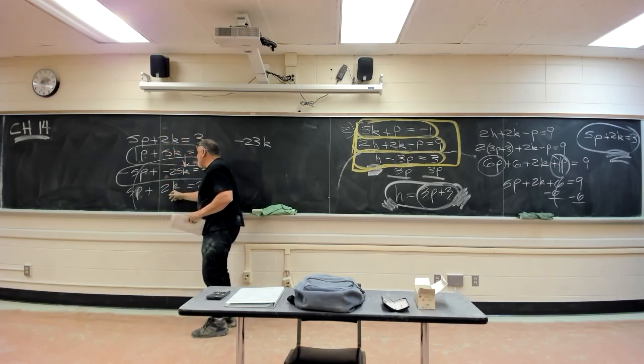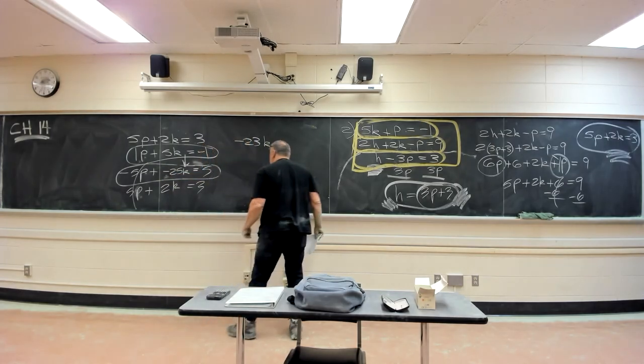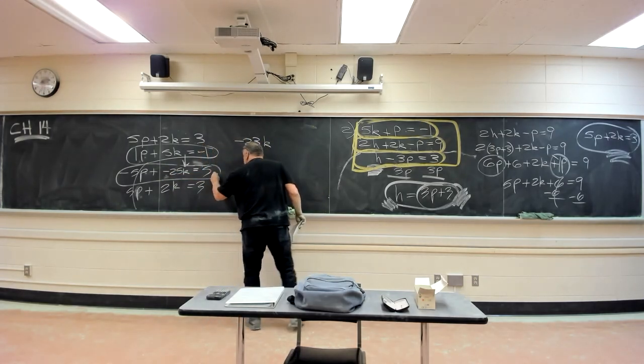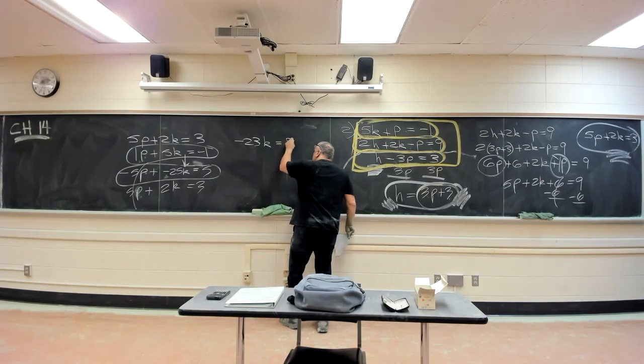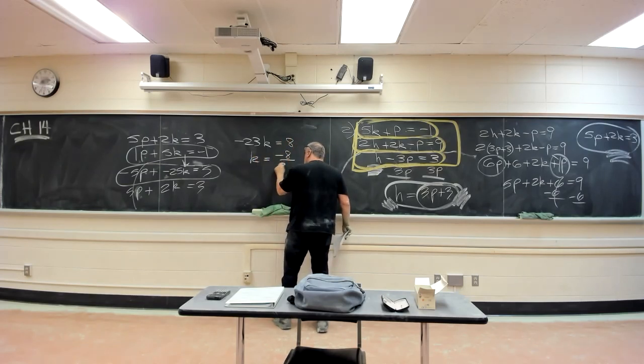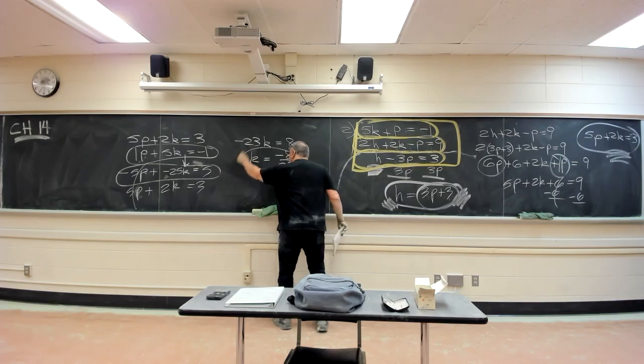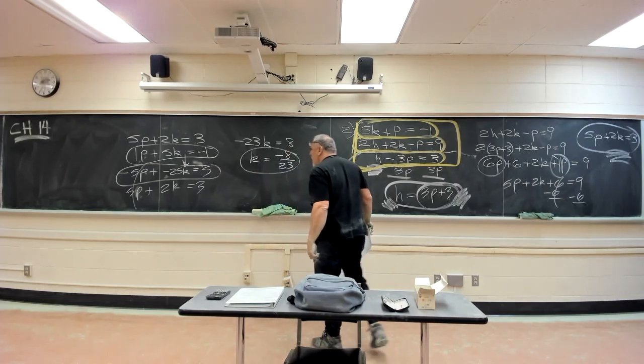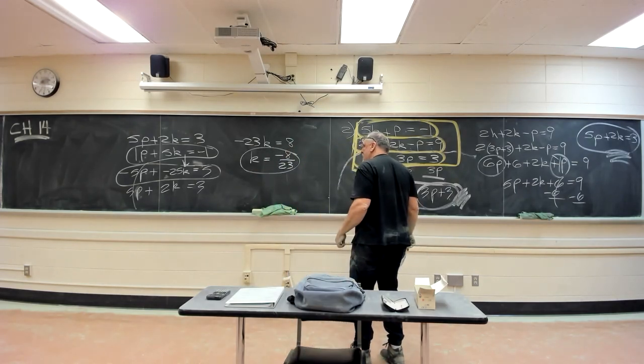The 2k, just bring that down to here. The 2k and the negative 25k is negative 23k, and the 3 and the 5 are 8. Well, divide by negative 23. These aren't exactly the ideal numbers to be looking at sometimes, but we are where we are, guys. We got k equals negative 8 over 23.